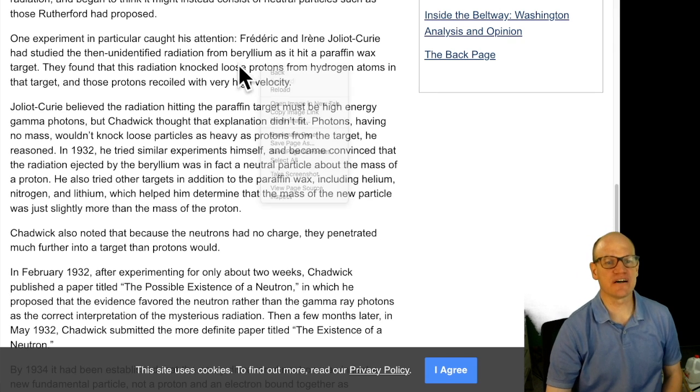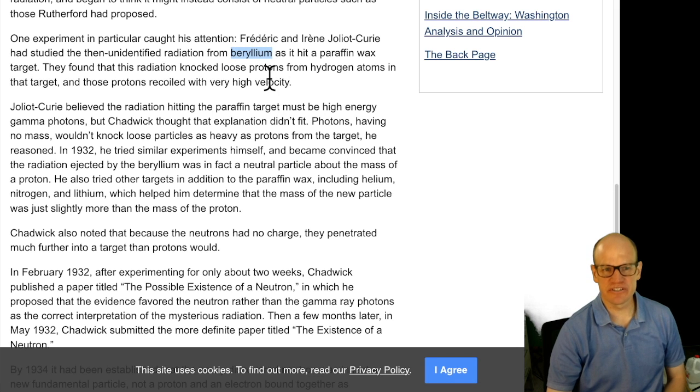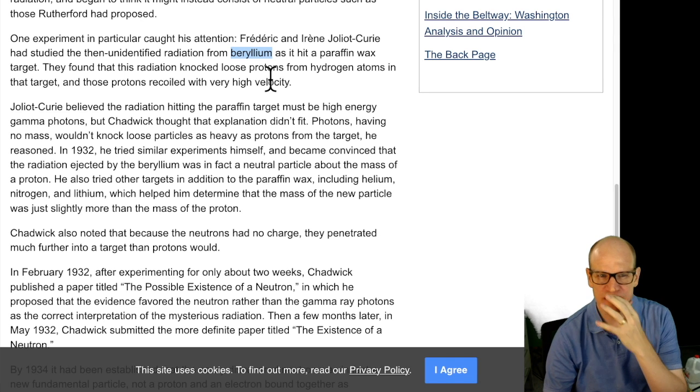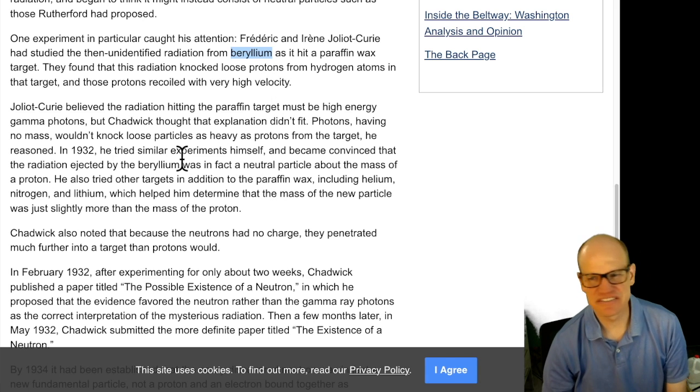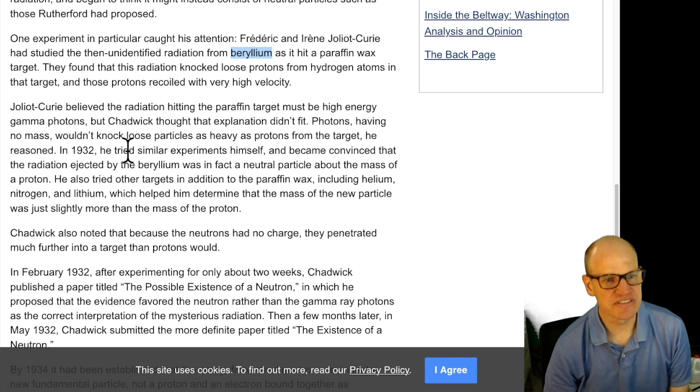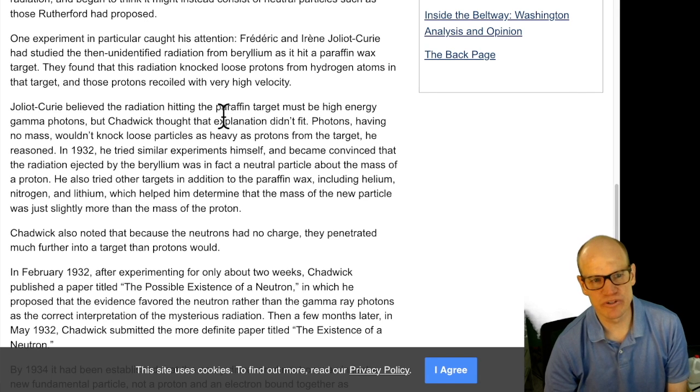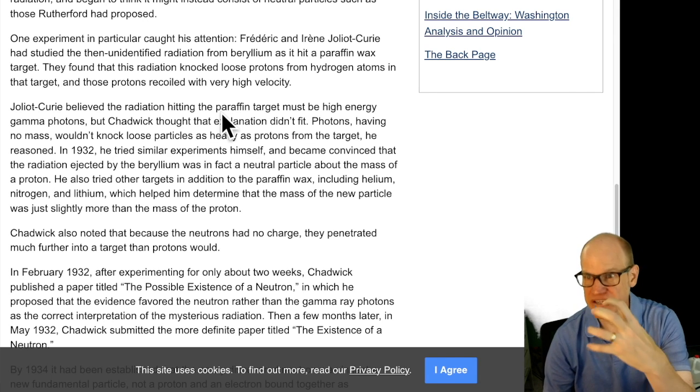Okay, so the beryllium radiation that's coming out was actually probably, I'm wondering, well, anyway, let's keep going. Instead of me making stuff up, let's just see what it says. He tried similar experiments himself and became convinced that the radiation ejected by the beryllium was in fact a neutral particle with the mass of a proton. Okay, so the beryllium is decaying by emitting a neutron.